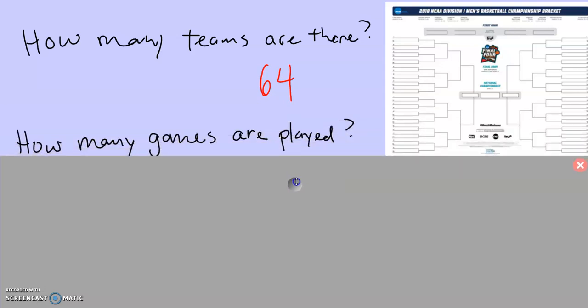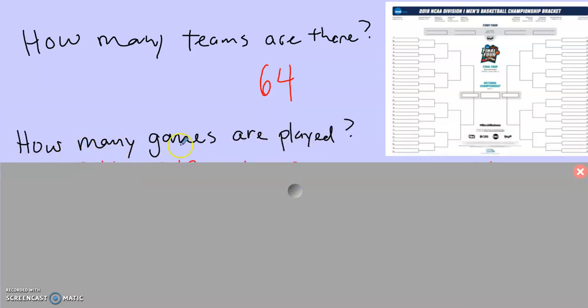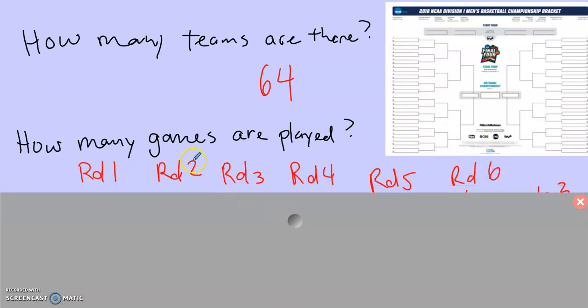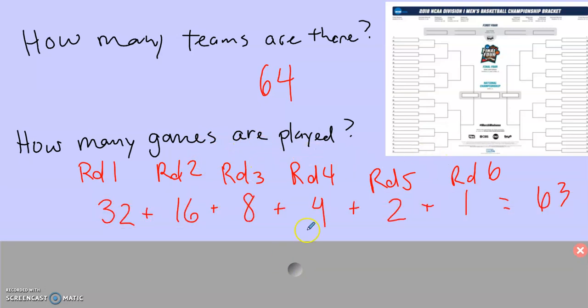Then this question might be a little challenging, but basically I want to know, in the entire tournament, how many games are played? And there's a few different ways you could look at that. One way to think about that is, in round 1, how many games? And then in round 2 and round 3 and so on. So in round 1, there are 32 games because it starts with 64 teams.